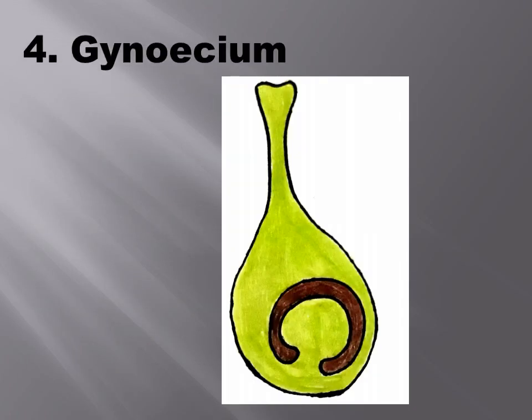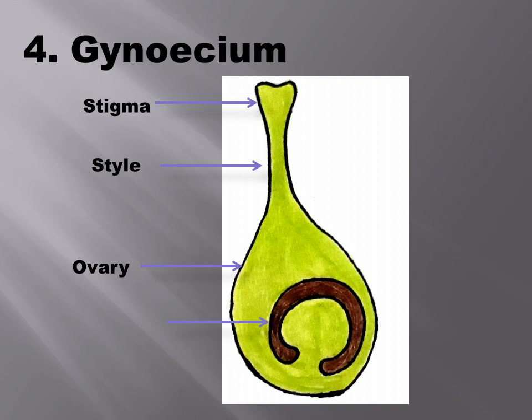So the last, or the fourth part of the floral organ, is the gynoecium. It is the female reproductive part of the flower that contains stigma, style and ovary. Stigma, style and ovary are also called the carpels, or they also form the pistil of the flower. The ovary contains the ovules. So this is the structure of the gynoecium, the female reproductive part of the plants.